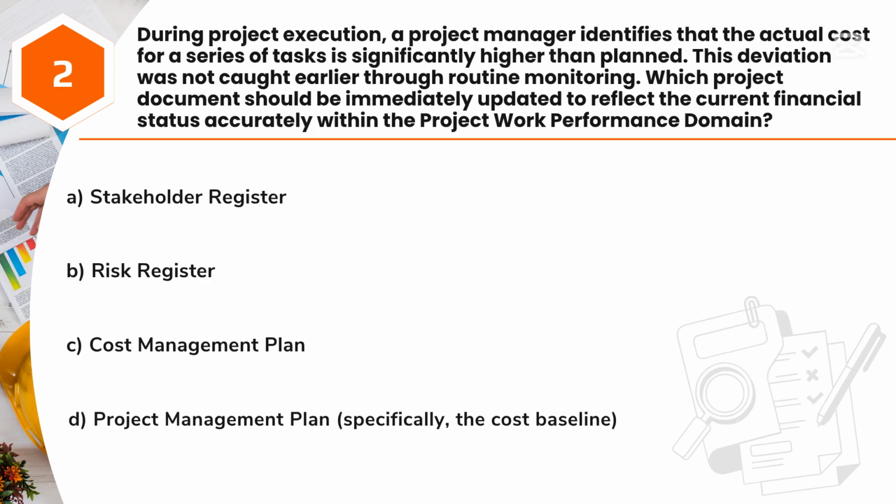Question 2. During project execution, a project manager identifies that the actual cost for a series of tasks is significantly higher than planned. This deviation was not caught earlier through routine monitoring. Which project document should be immediately updated to reflect the current financial status accurately within the project work performance domain?